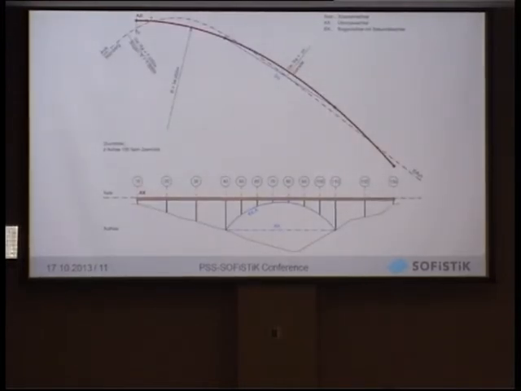Due to the fact that it's a high-speed rail bridge, the route alignment elements are very straight, of course, because high-speed trains don't like to go in small radii. So what we really have here is a bridge which is in a quite complex track alignment.